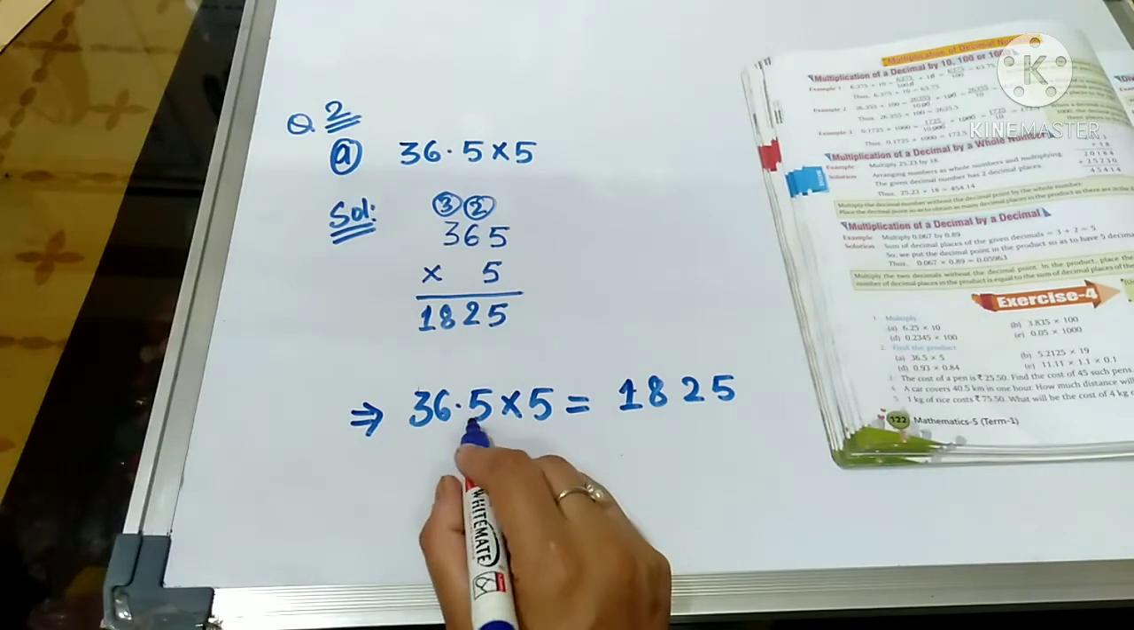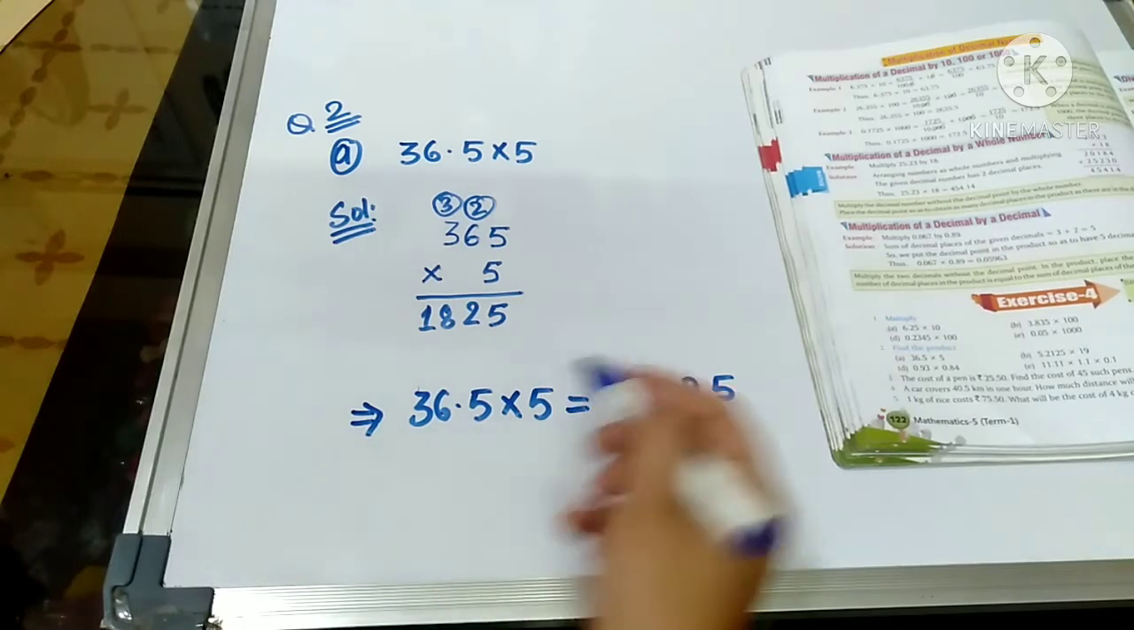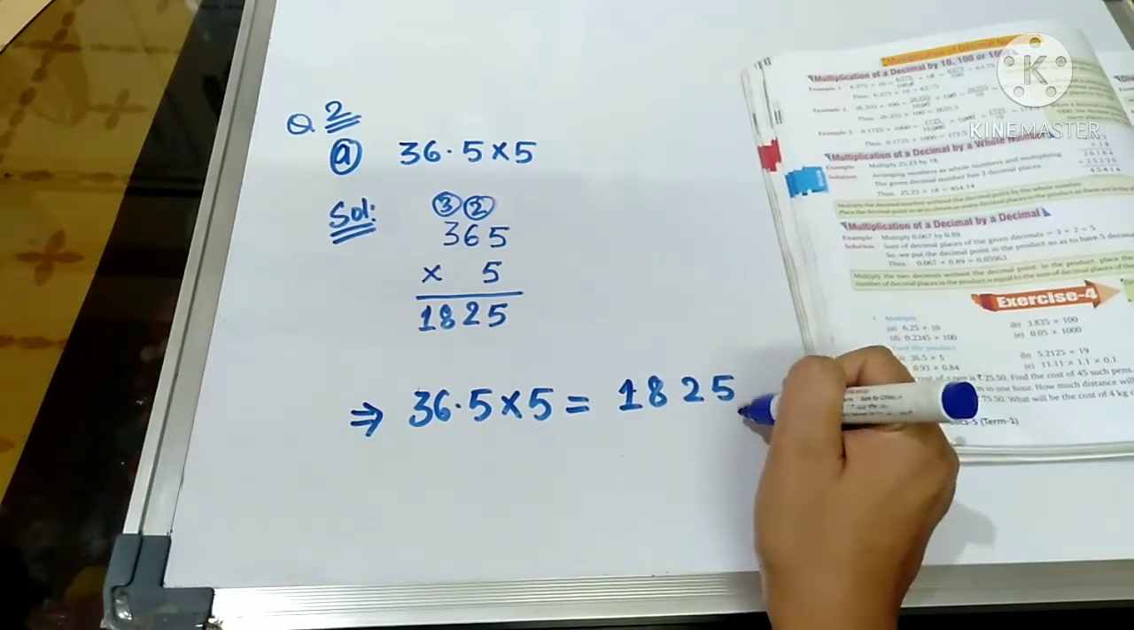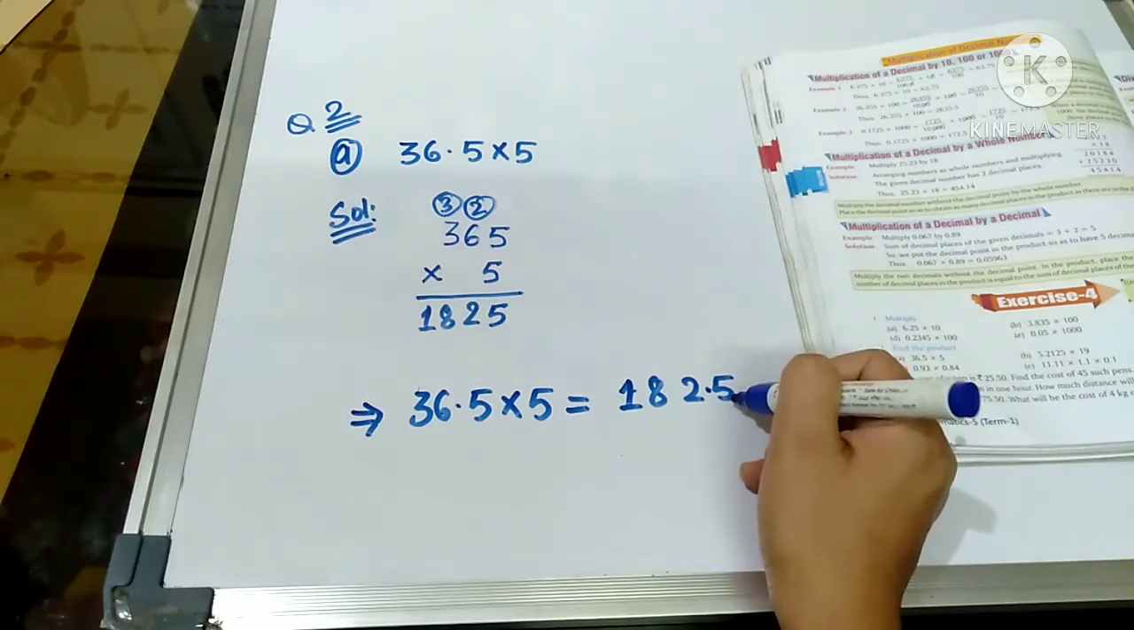But we have to put the decimal point also. So see over here. Here how many decimal places are given? Only one decimal place is given. So from the right hand side we will put one decimal point after counting one digit.